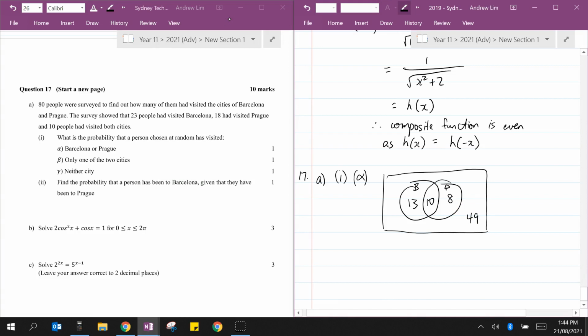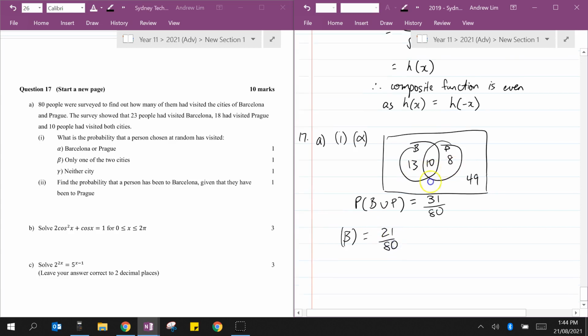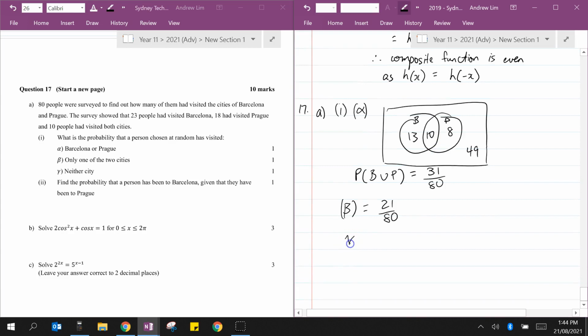Okay. The probability that a person chosen at random has visited Barcelona or Prague has to be everything inside the brackets, so 23 plus 8 is 31 out of 80. Okay, part b now. Only one of the two cities, 13 plus 8 is 21 out of 80. And this symbol, I can't remember what it is, neither city, that's just 49 out of 80.